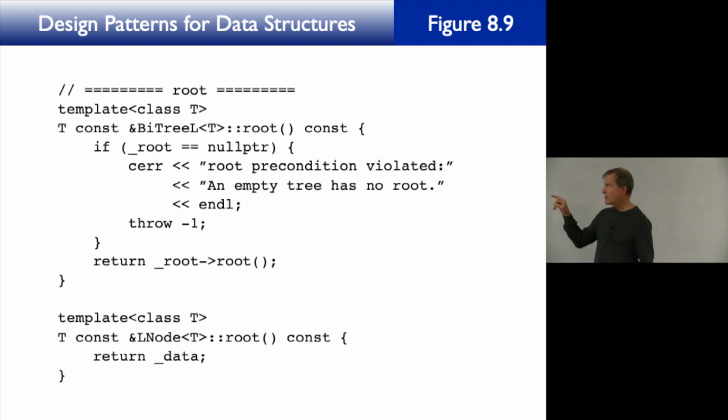And so what happens is the tree version checks to see if it's an empty tree, and if it is an empty tree, it implements the precondition restriction. Otherwise, it calls the node version. Are you with me? It calls the node version of root, because _root is a pointer to a node, so _root arrow root parentheses is a call to the node version, and then the node version does what? Just returns _data, because what? Because in the environment of a node there is a _data and a _left and a _right.